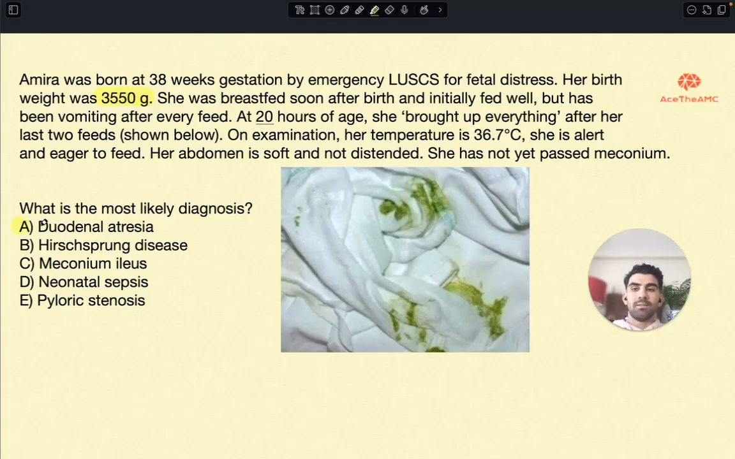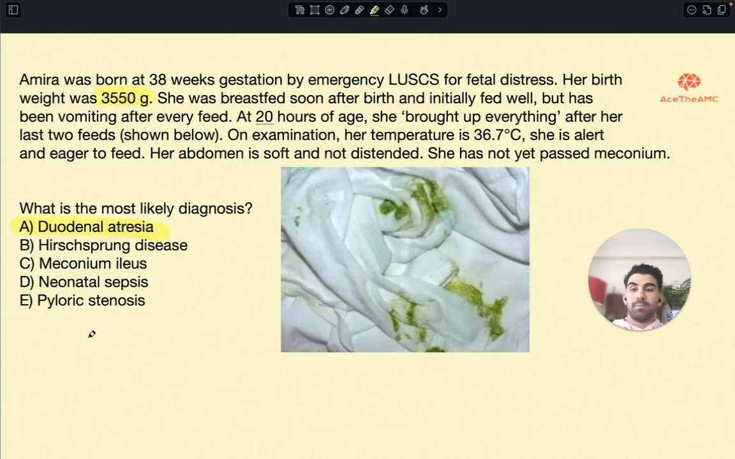So the correct answer is A, which is duodenal atresia. Remember, this is failure of recanalization. You get the double bubble sign on X-ray, where you get a distended stomach and a distended duodenum. Remembering that the most common thing to see is bilious vomiting, because remember where the common bile duct enters into the duodenum at the ampulla of Vater.